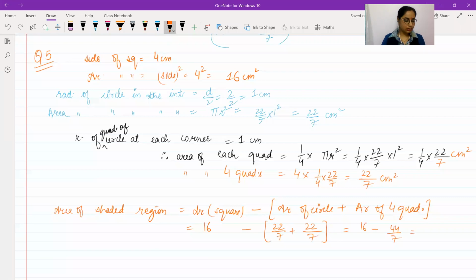So this on simplification gives you the answer as 68 by 7 centimeters square. Take the LCM and then subtract.